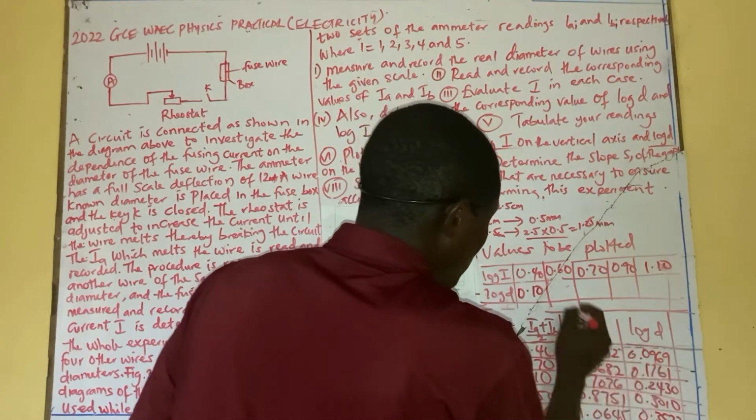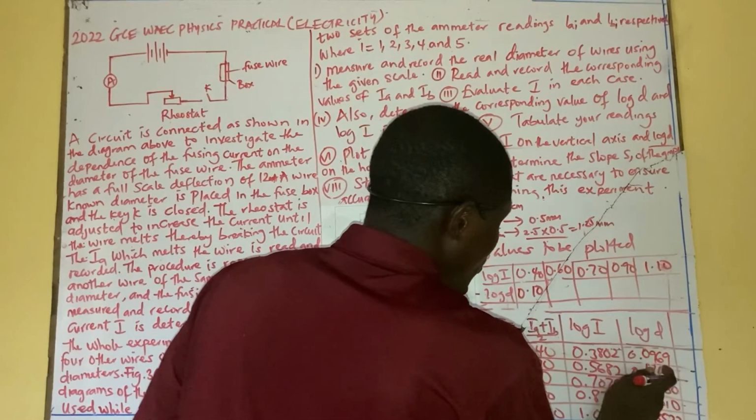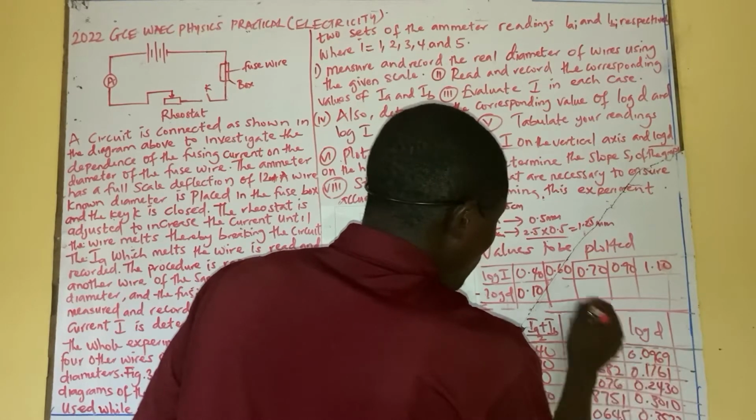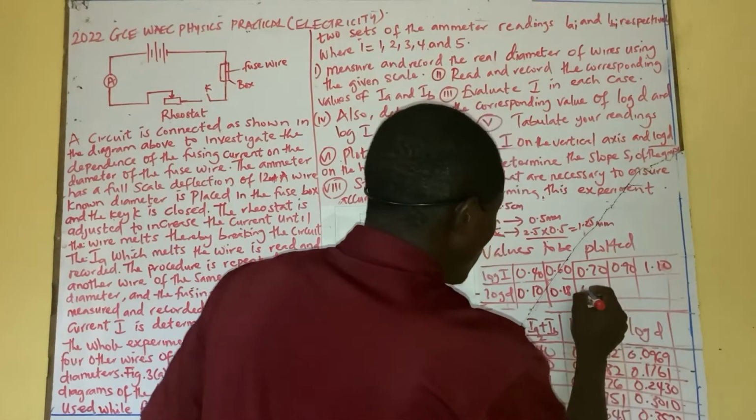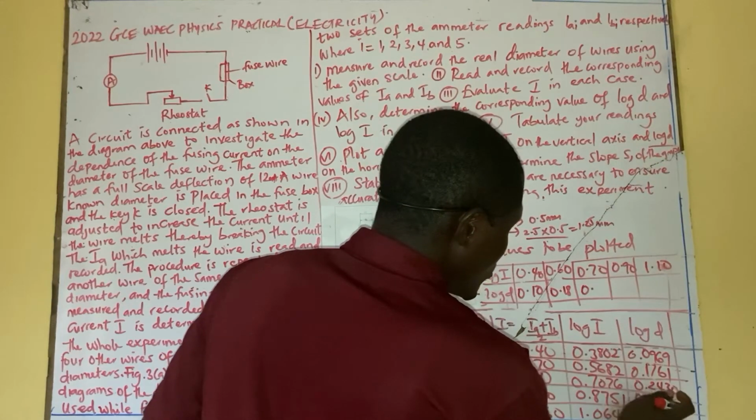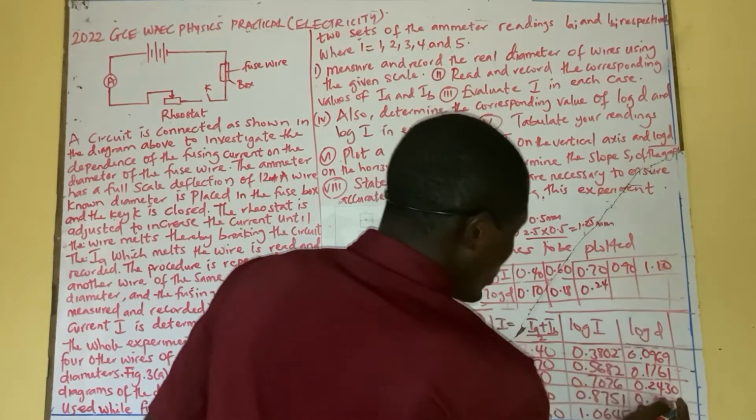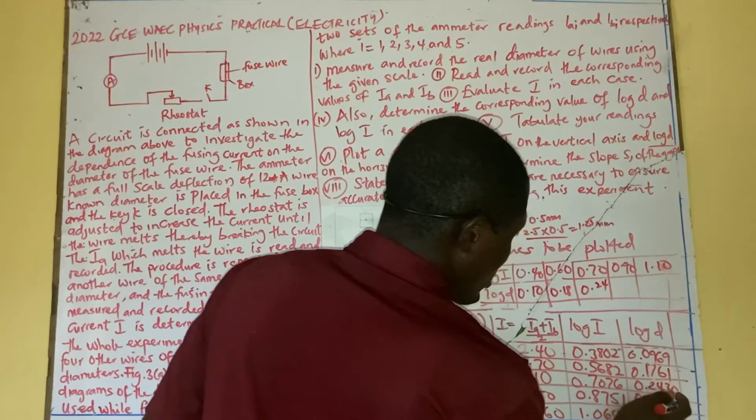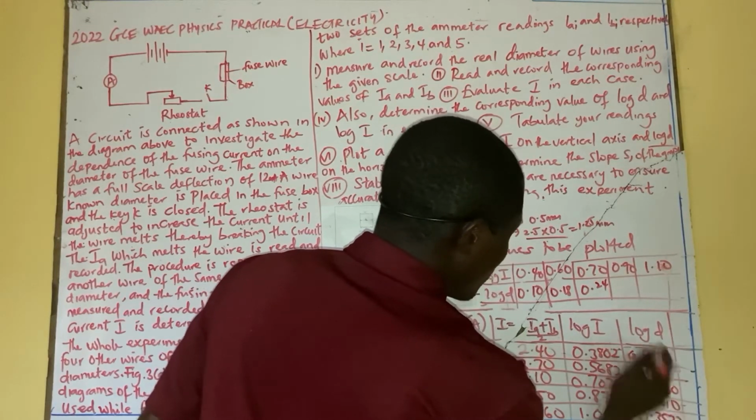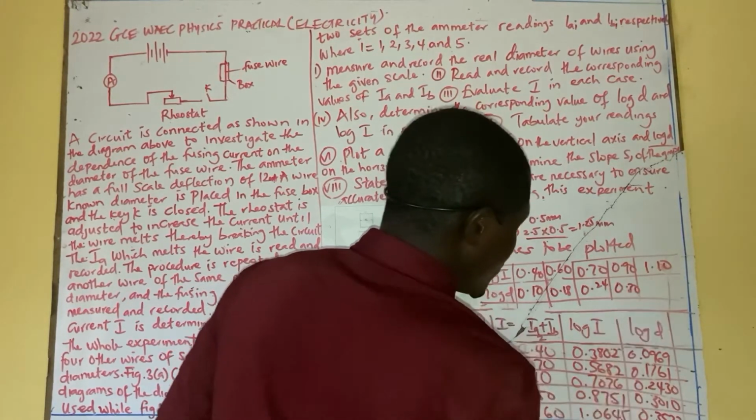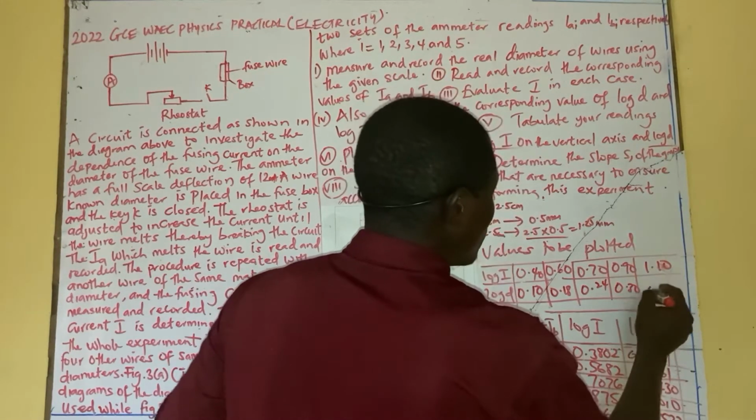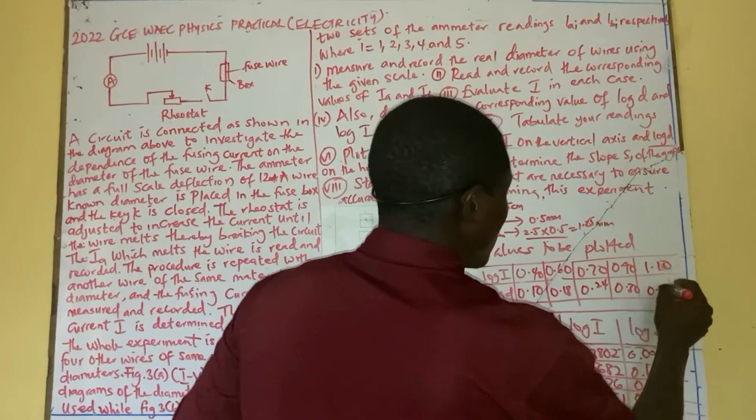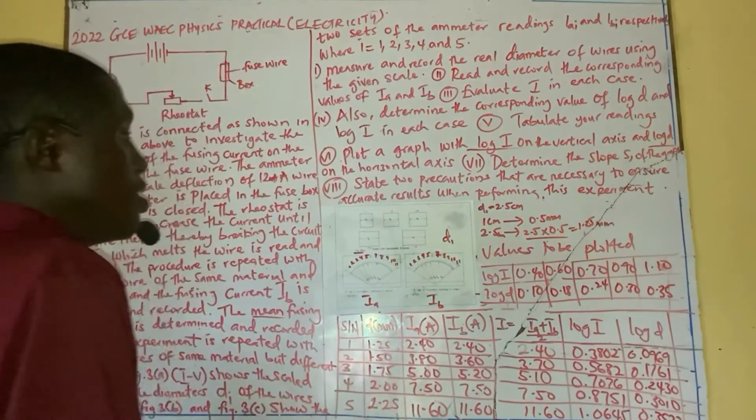Then to 2 decimal places, this one is going to be 0.18. This one is 0.24, because this is 2, this one is not up to 5, so you drop it. This one is 0.30. This one is 0.35. So these are the values you are going to plot on the graph.